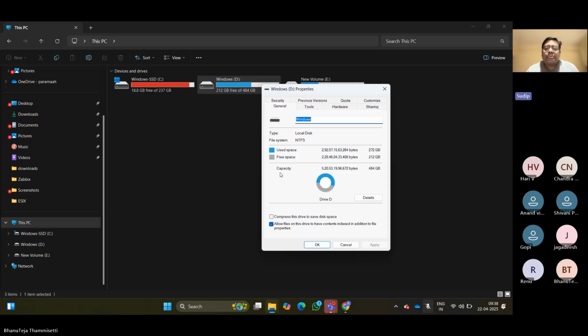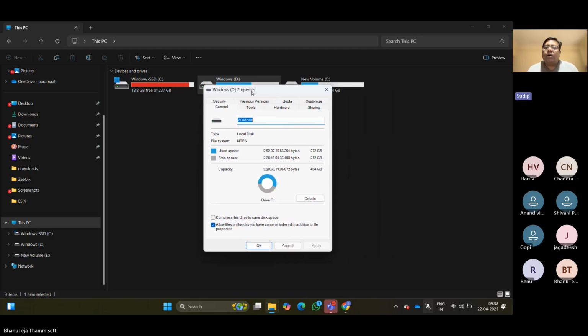In the first page of the properties of a disk drive, you see at the bottom there are two checkboxes. The first checkbox says compress this drive to save disk space. And there is one more checkbox which says allow files on this drive to have contents indexed in addition to file properties. Now let me explain what these two things are. The first one talks about itself: it allows you to compress the contents using a certain compression algorithm.